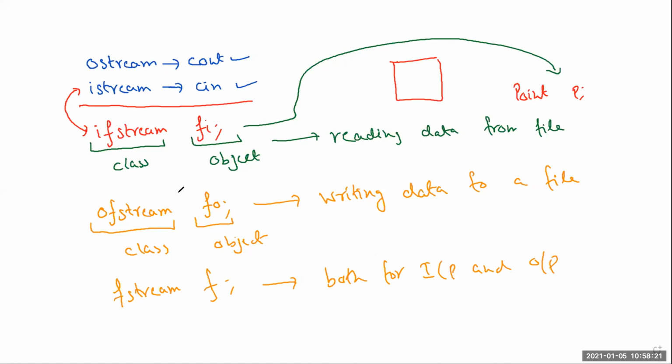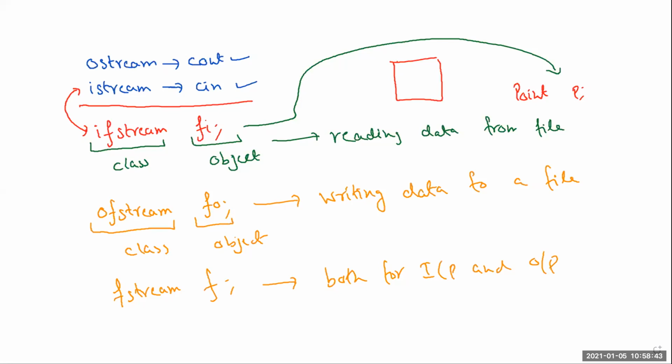So ifstream is for input, ofstream is for output. But if you want, you also have a class available which is called fstream. Using an object of this class, you can read data, you can write data, means you can do both of the things using the same object. But I would recommend that you should use ifstream and ofstream rather than fstream.